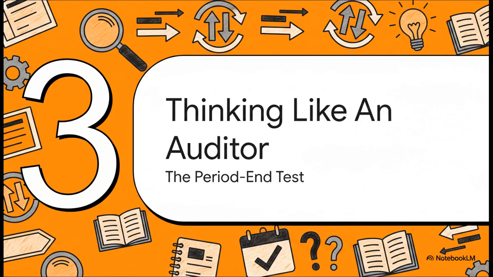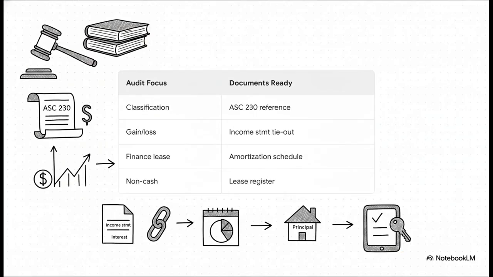All right, Section 3. We know how to dodge the traps now, so let's shift gears completely and talk about thinking like an auditor. It's time for the period end test. This right here is your ultimate defense checklist. It breaks down exactly what your auditors expect you to have ready the second they walk through the door.